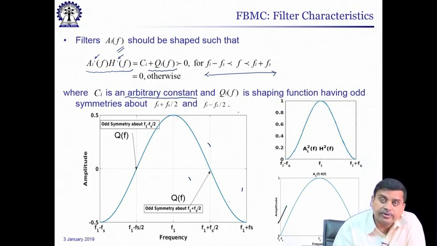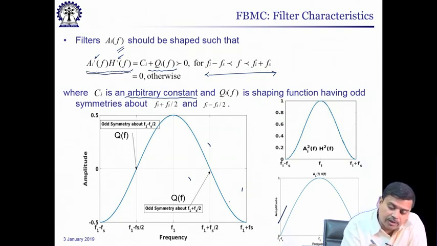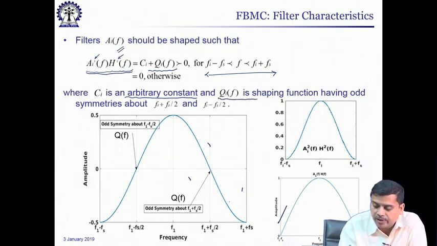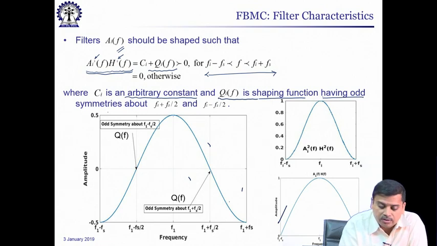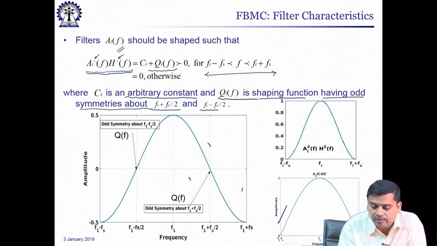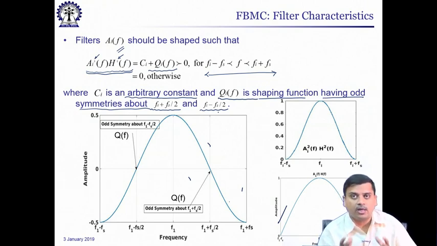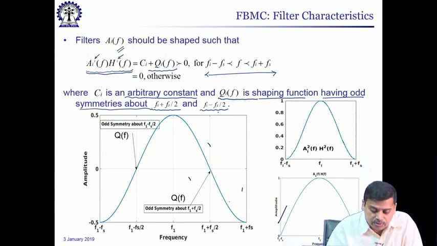Now, Ci is an arbitrary constant, but what defines this particular product is Qi of f, which is the shaping function, and it is said that it should have odd symmetries about Fi plus Fs by 2 and Fi minus Fs by 2. So, it is an outcome, and we are going to use the outcome and see how it looks.